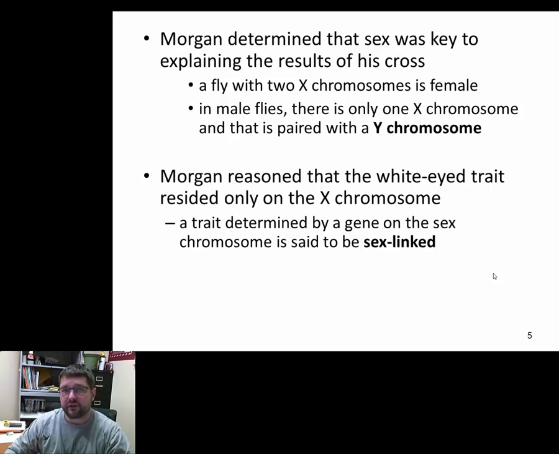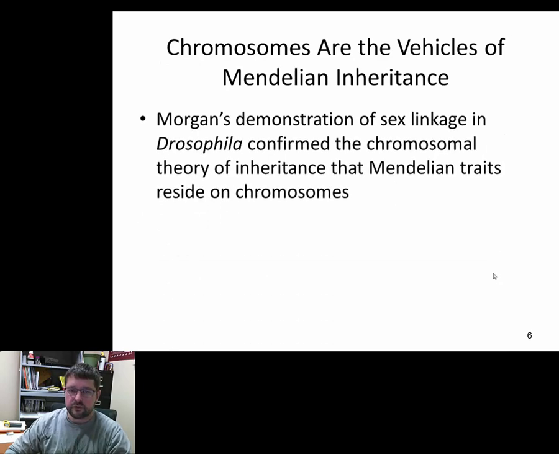So we call those sex-linked traits, or sex-linked genes. And we know lots of these, or we assume lots of these, things like color blindness, which is a sex-linked trait, and other things. And we'll look at these as we progress through the remaining lectures.